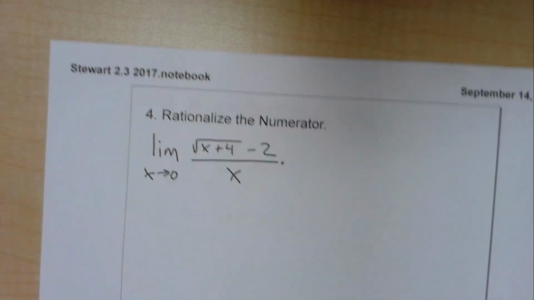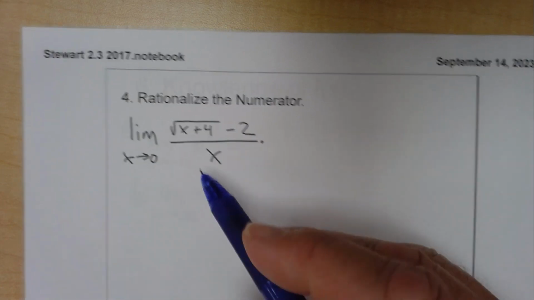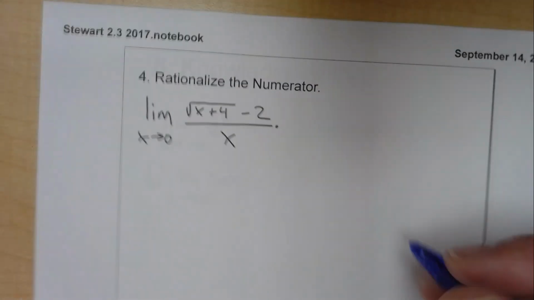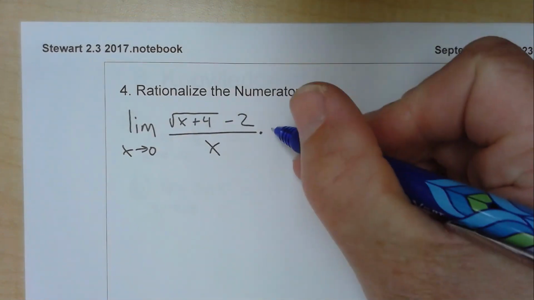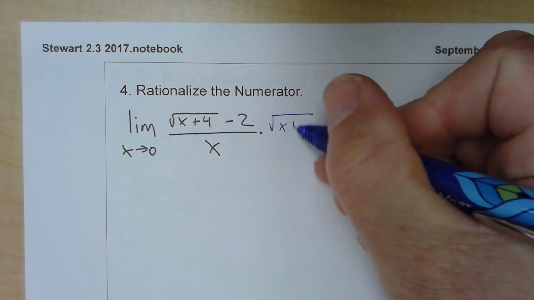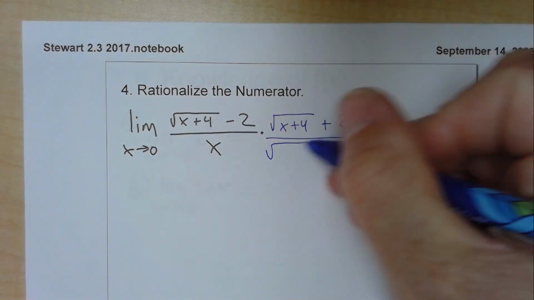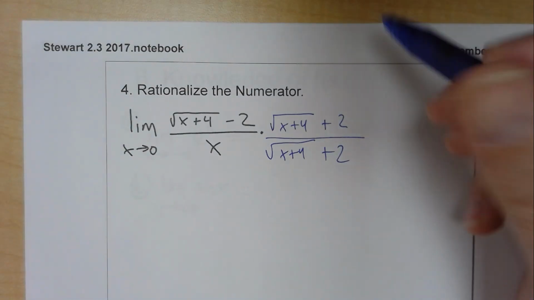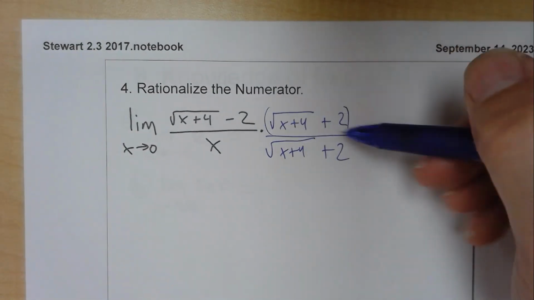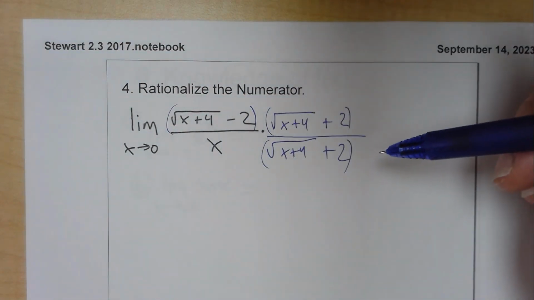Okay, rationalizing the numerator instead of rationalizing the denominator. If you put 0 in here, you get 0 over 0 again. So we're going to rationalize the numerator. We're going to multiply by the conjugate, the square root of x plus 4 plus 2, and do the same thing on the bottom. So the middle term is going to cancel out. That's the whole point of this.